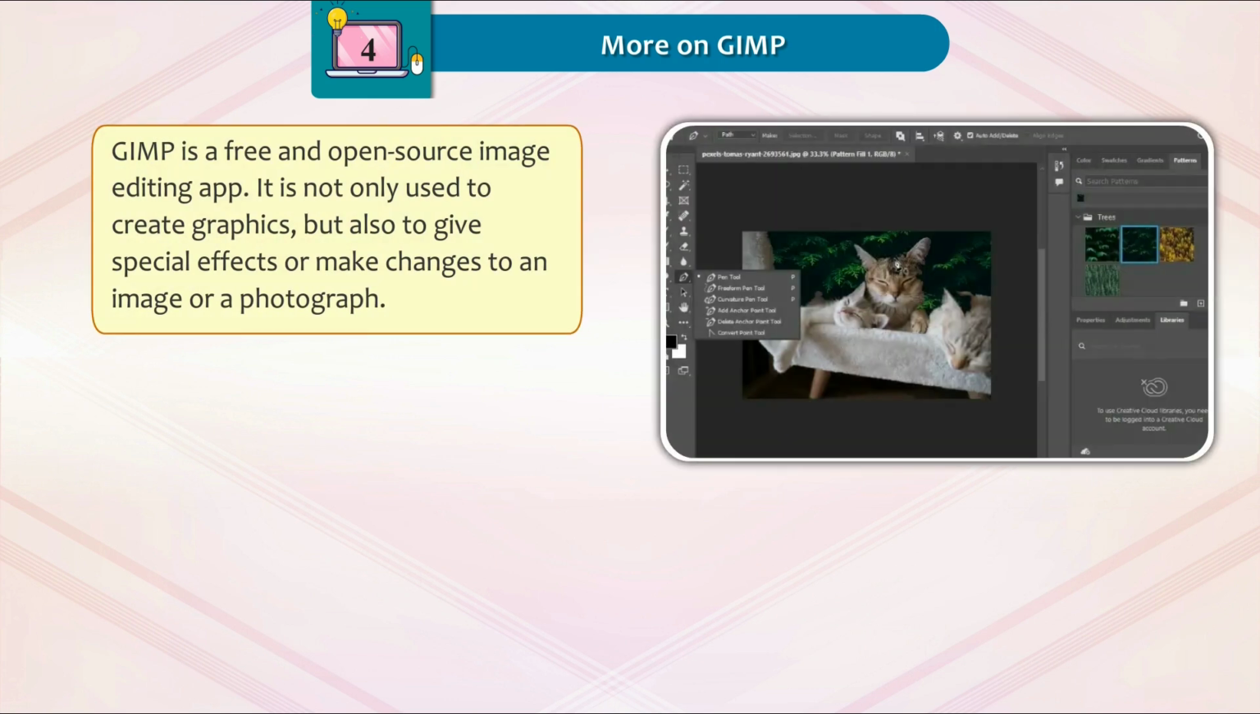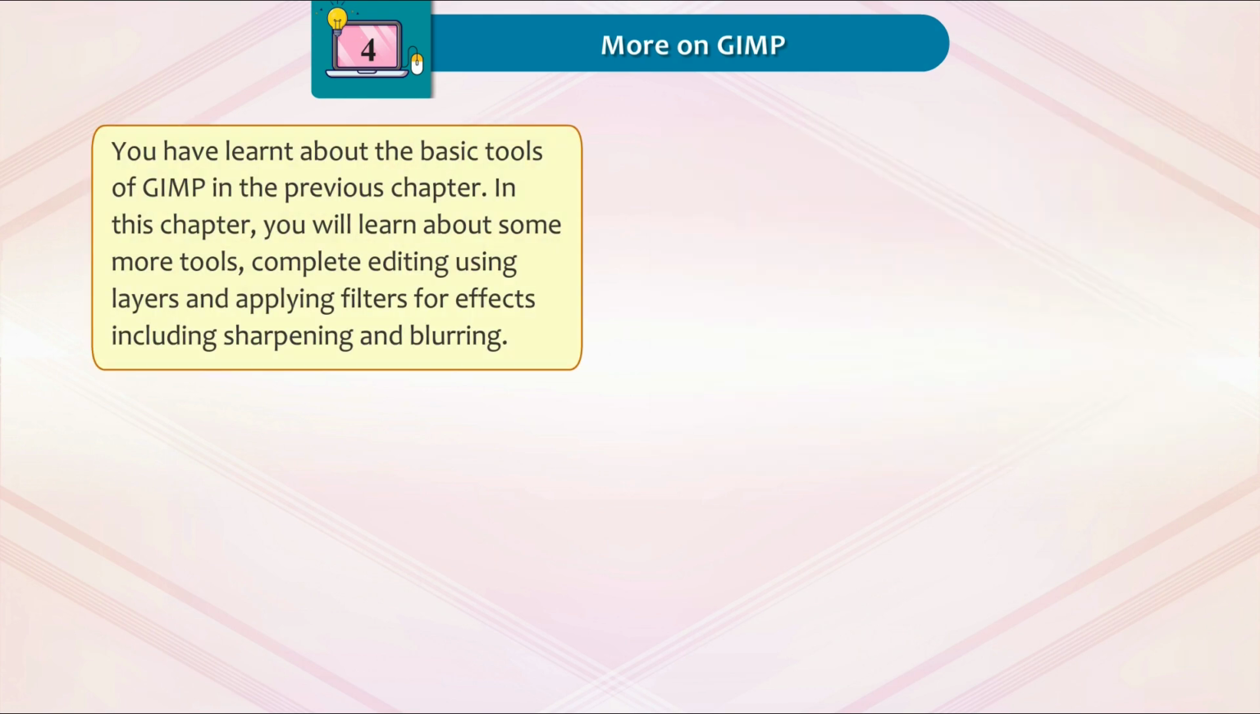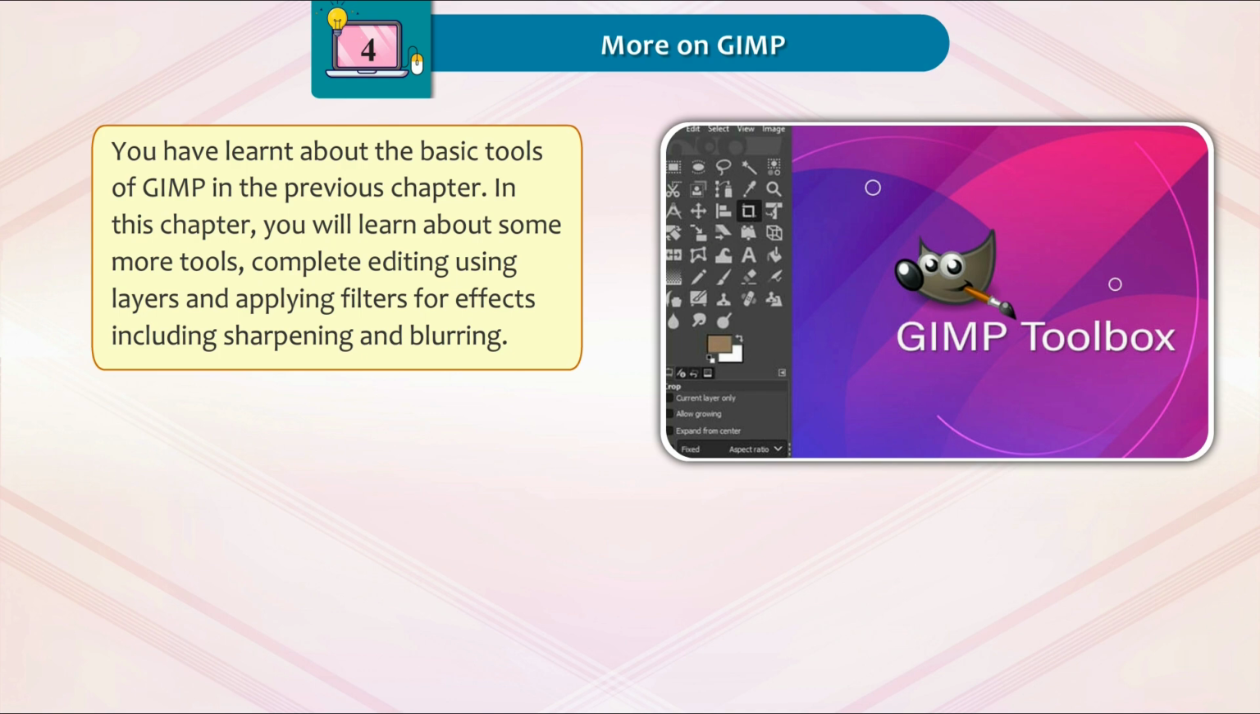GIMP is a free and open source image editing app. It is not only used to create graphics but also to give special effects or make changes to an image or a photograph. You have learnt about the basic tools of GIMP in the previous chapter. In this chapter, you will learn about some more tools, complete editing using layers and applying filters for effects including sharpening and blurring.